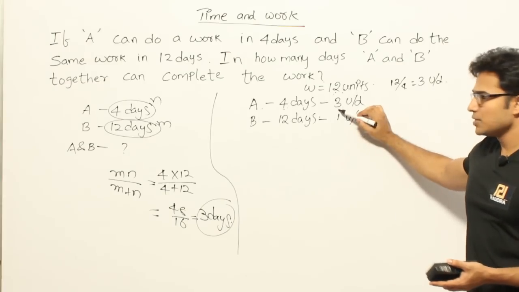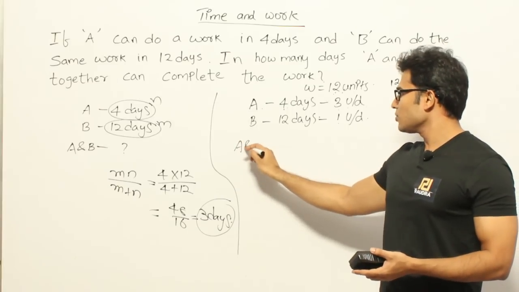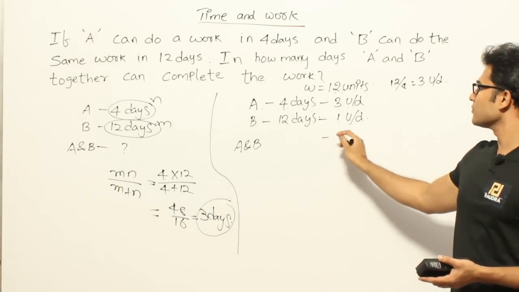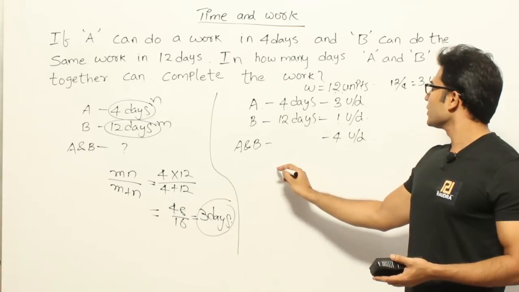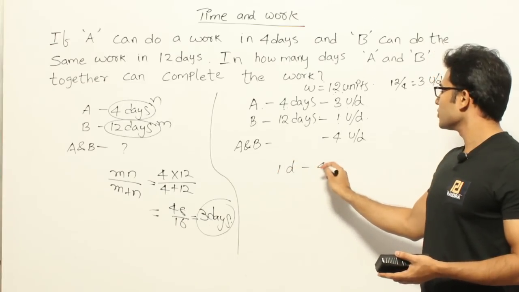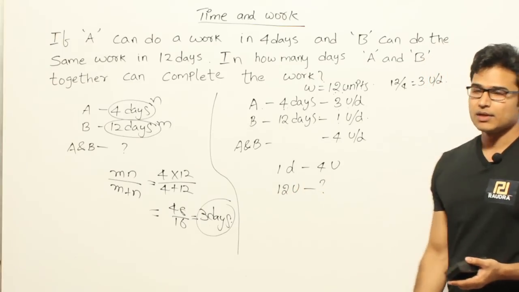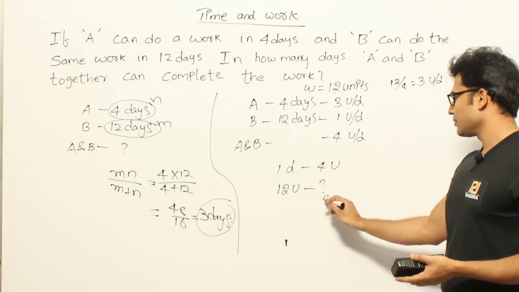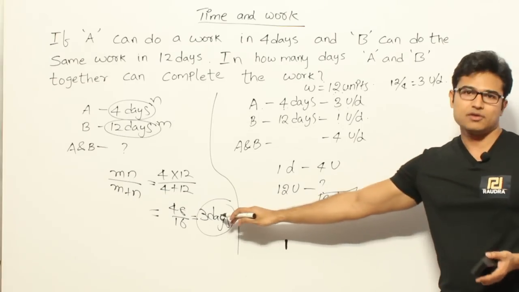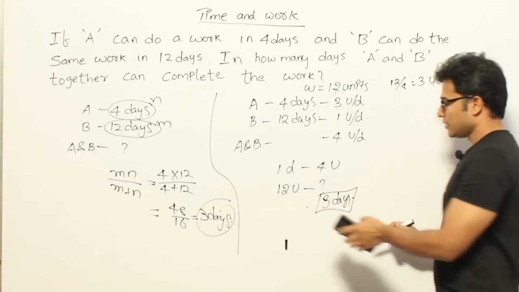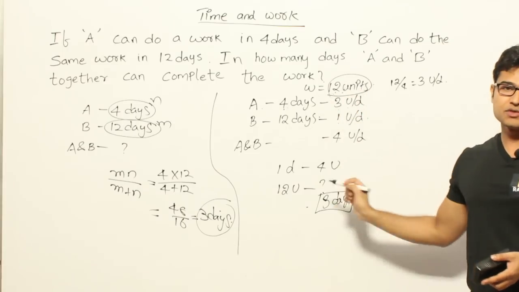In one day A can finish 3 units, in one day B can finish 1 unit. Now A and B working together can finish 3 plus 1, which means 4 units per day, right? So working together, in one day they are able to finish 4 units. Then how many days does it require to finish 12 units? That is the question. If you compute it, it is going to be 3 days, isn't it? So the final answer is the same, whichever method you go by. I want to tell you that whatever work you assume here, the final answer is going to be the same.